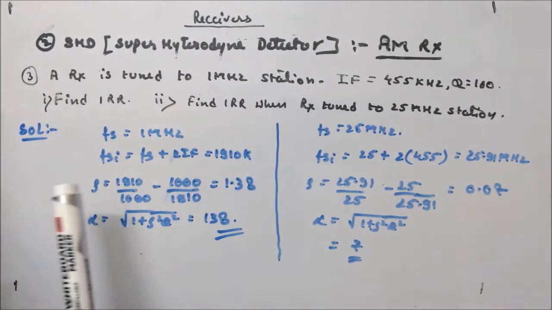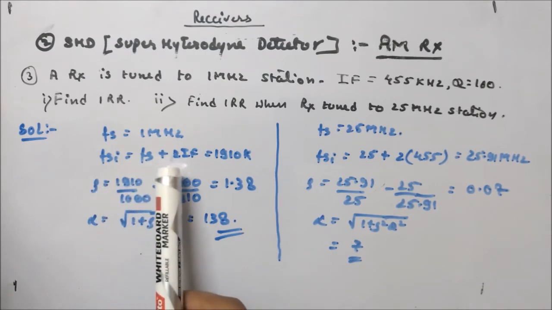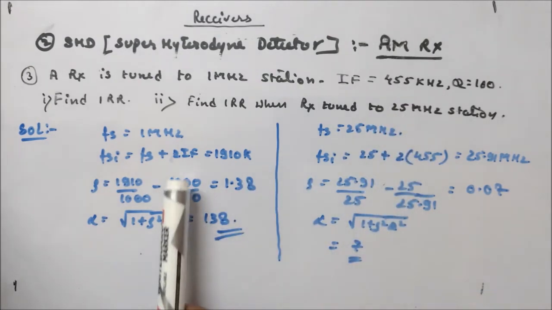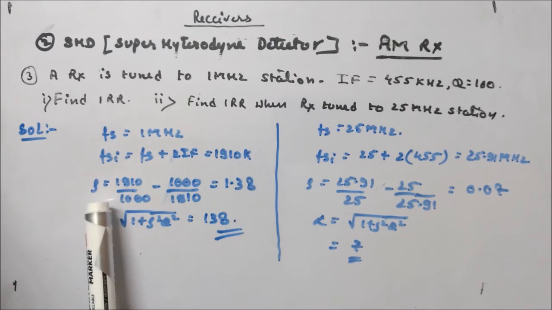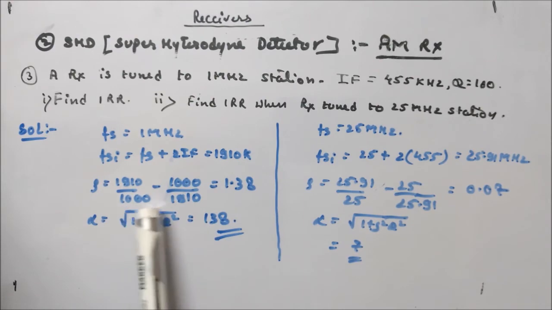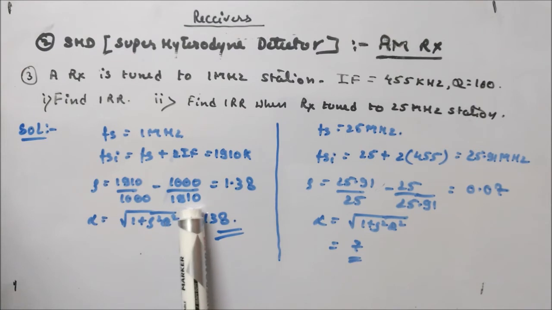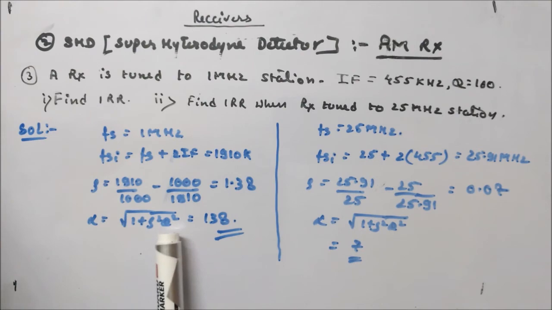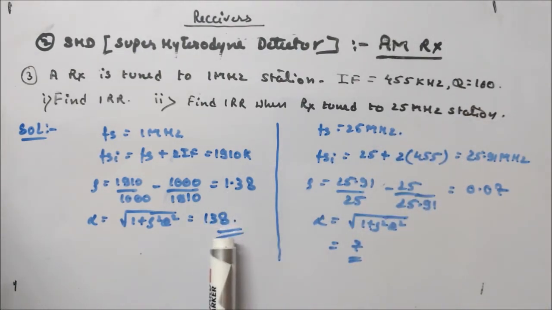Now let's look at the solution. In the first case FS is given as 1 megahertz, so FSI we can calculate as FS + 2IF. FS is 1 megahertz, IF is 455 kilohertz. You put the values, you will get 1910 kilohertz. Now rho is needed for IRR, so rho will be 1910 kilohertz divided by 1000 kilohertz, minus 1000 divided by 1910, which comes out to be 1.38. So alpha will be under root 1 plus rho square Q square. Q is 100, rho is 1.38. You will get almost 138.